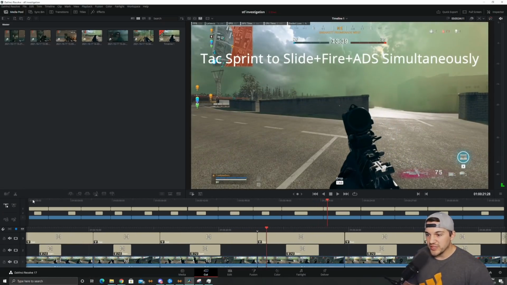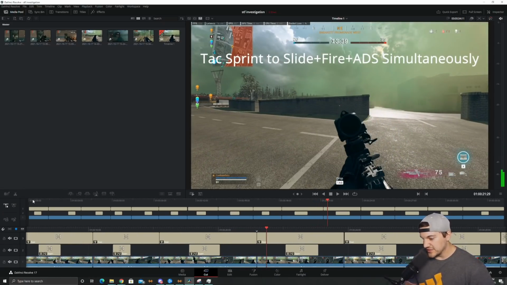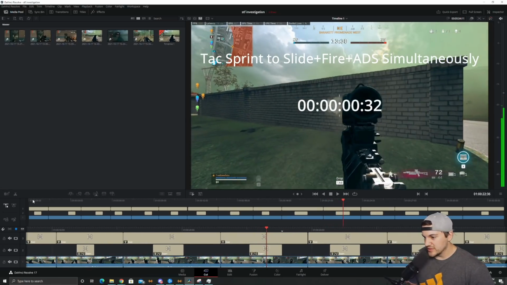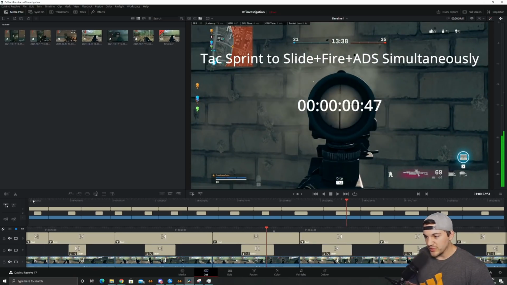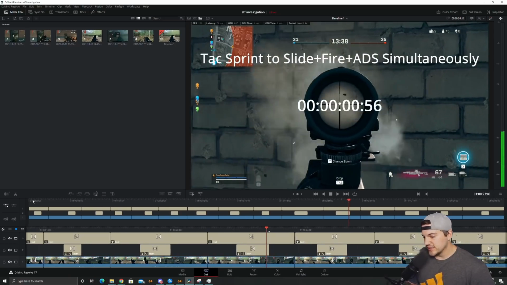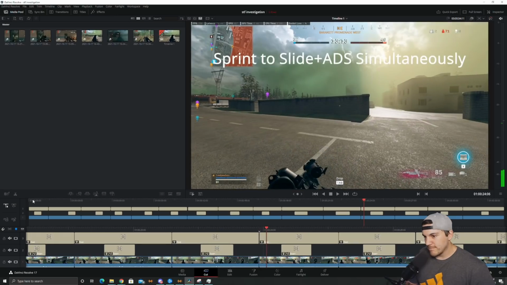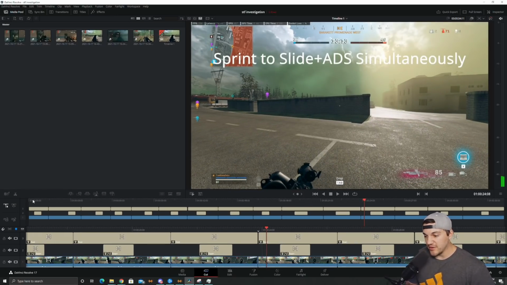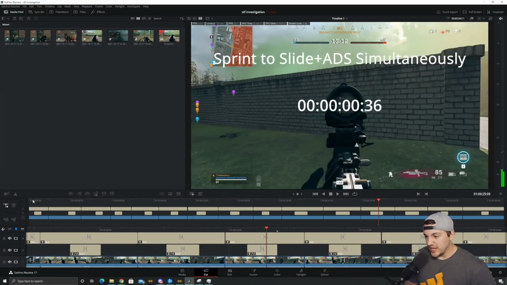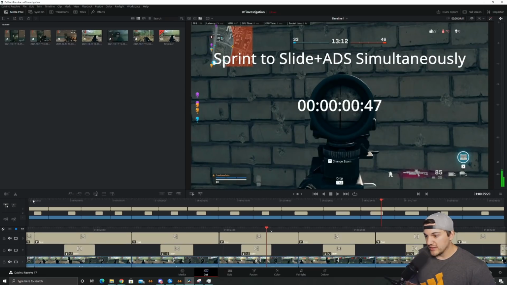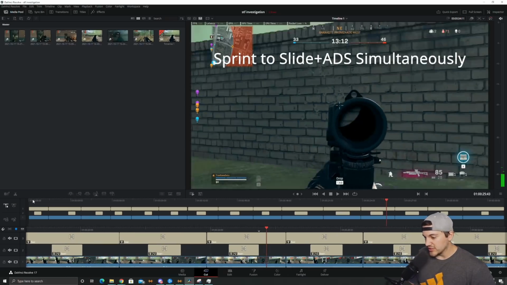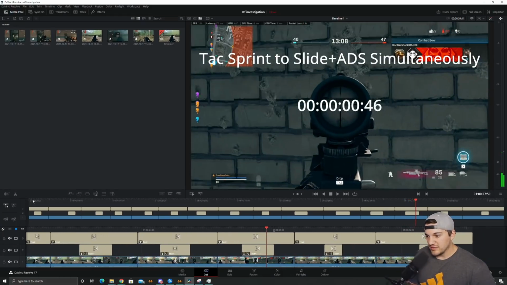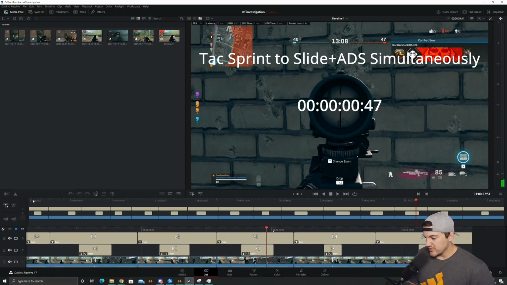Next up is Tac Sprint. Same thing, Slide+Fire+ADS all at the same time. You'll see the same thing here. First bullet's fired at frame 20. ADS starts, ADS finishes at 47, 48, so it's 20 frames extra. Sprint to Slide+ADS. This was just seeing if this made any difference, removing the firing from it. But it does not, so you're fully ADS'd at 47 frames again, just like you would expect. Tac Sprint to Slide. This was the same again. You get 47 frames, 48 frames, 47 frames.